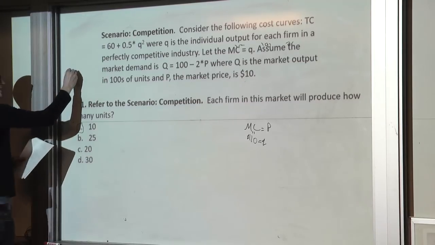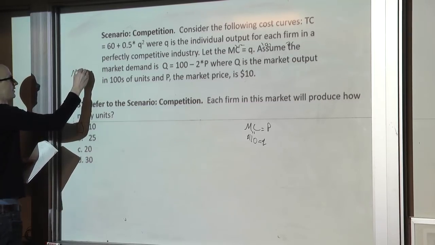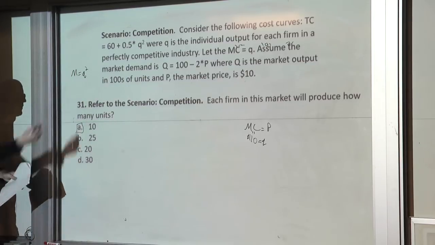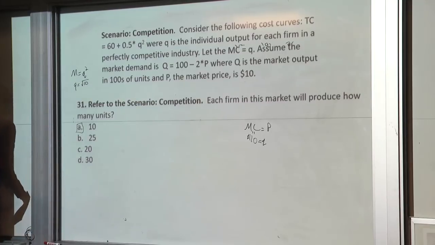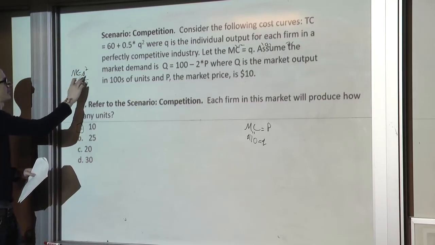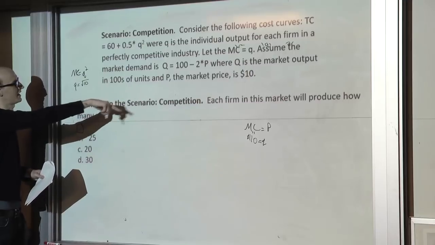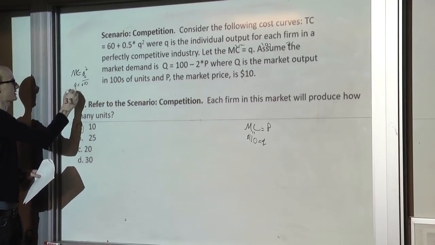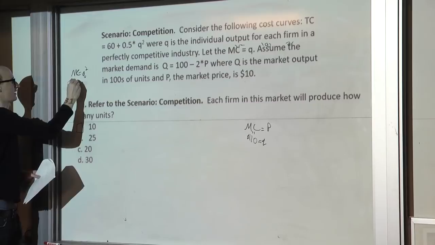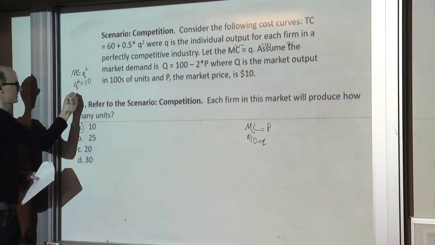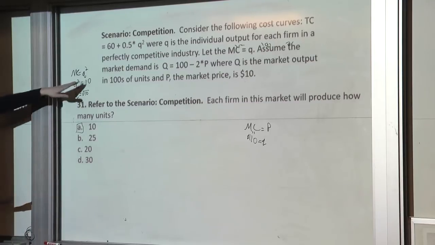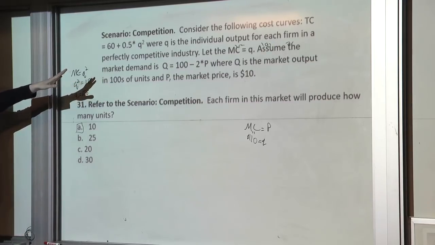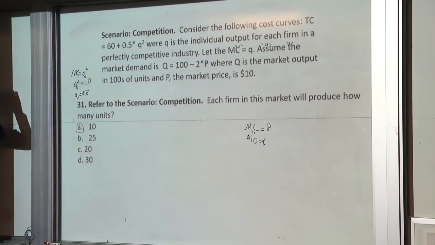We could have had marginal cost equals Q squared, right? Then we would have Q equals the square root of 10. Everyone see that? Because marginal cost would equal Q squared, we could plug 10 in for marginal cost. We'd have Q squared equals 10, and so Q would equal the square root of 10. So it's not always the case that marginal cost equals Q. It just does in this case. The important part is that you know that marginal cost equals price in a competitive market.